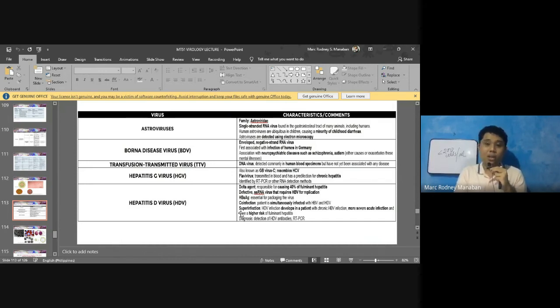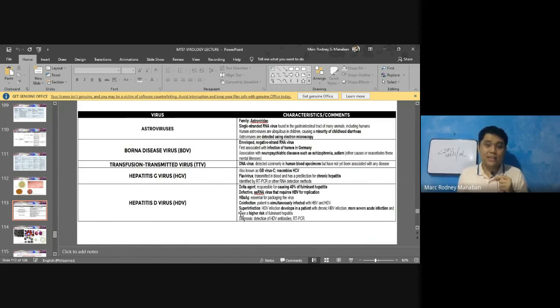Next, you have the Borna disease virus or BDV. It's a negative strand RNA virus. It was first isolated or in fact associated with infection of horses in Germany. Its important association is neuropsychiatric diseases in humans, such as schizophrenia and autism. So there is an association with mental disorders with Borna disease virus. It's still being studied, but that is its association.